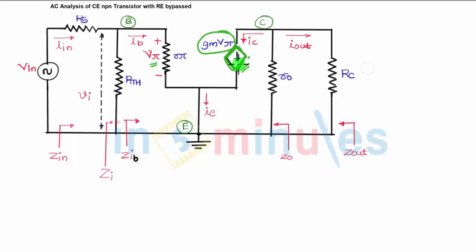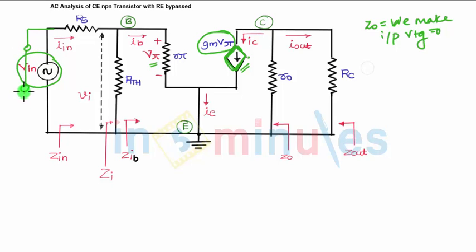Now we need to find the value of ZO. What is ZO? It is the output resistance. For finding the output resistance, what we do is make the input voltage 0. That means we remove this source and replace it with a short circuit. So when we are shorting this, that is Vin is 0, Vi will be 0. As we have found in the derivation, we can find it here also.